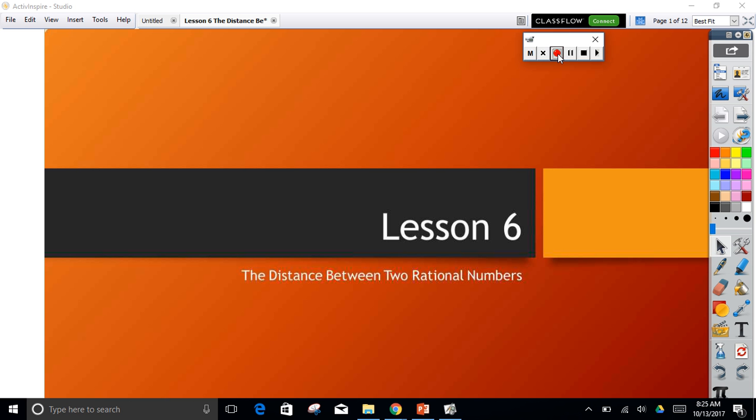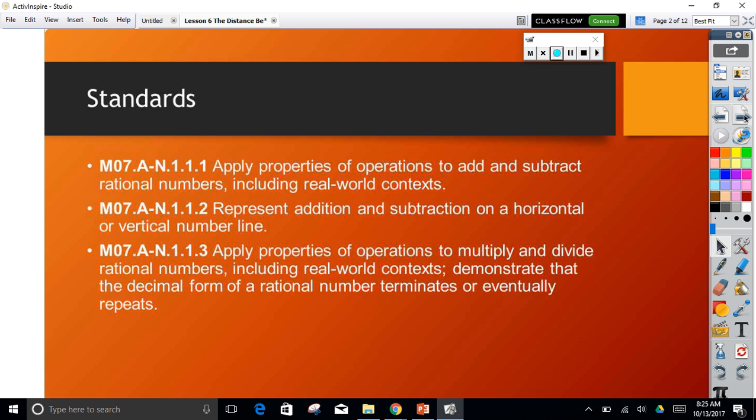All right, today's lesson is called the distance between two rational numbers. We actually did this a little bit yesterday. The last problem in your homework that was listed as that challenge problem, you were finding the distance in the elevation. One was above sea level, one was below. So this lesson just kind of formalizes what we started doing a little bit of yesterday.